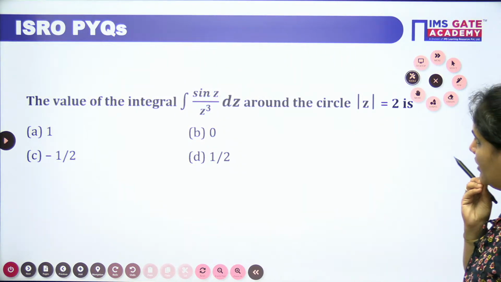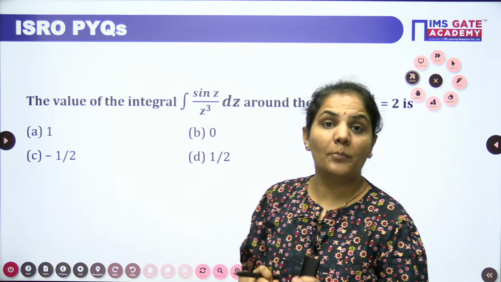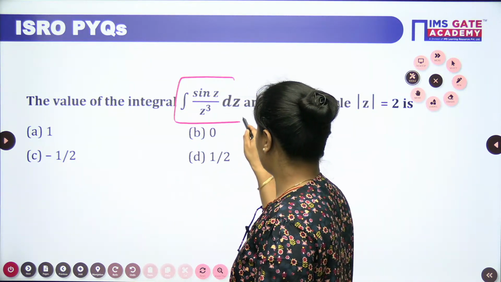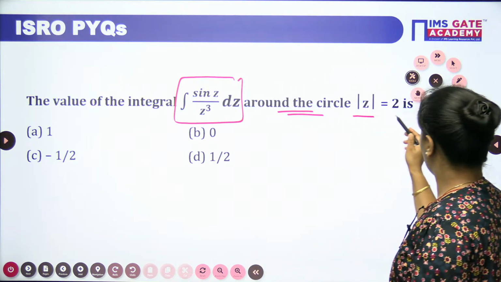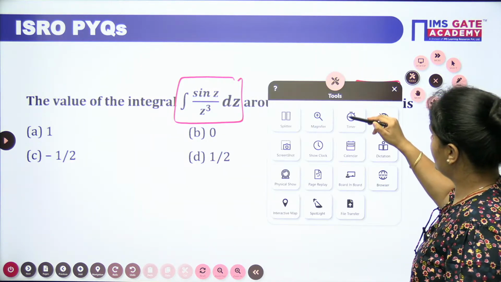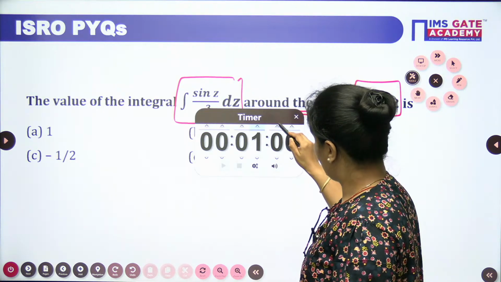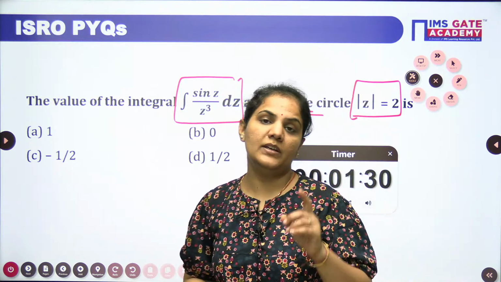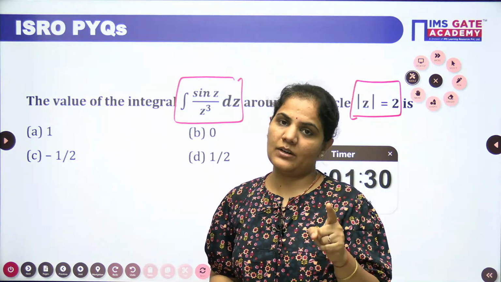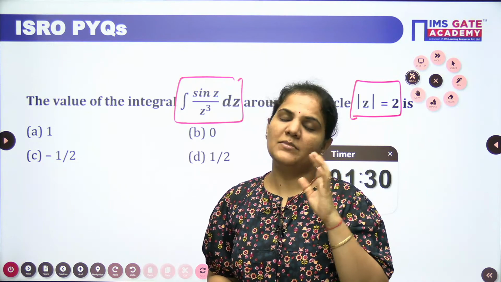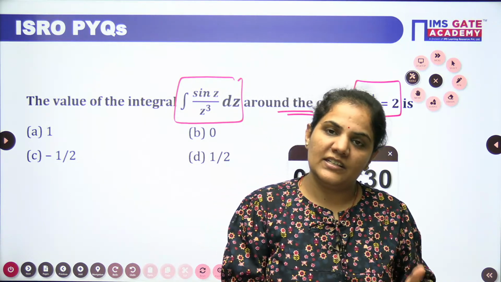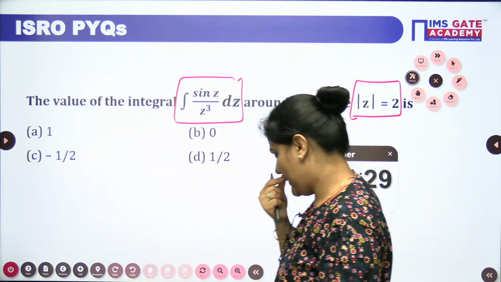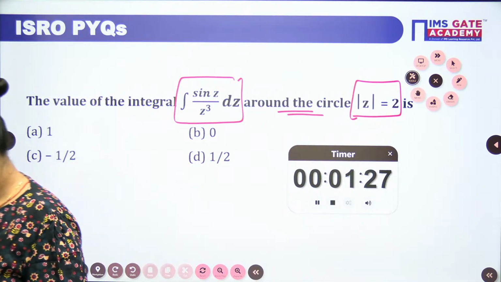Wow, very good question from complex integral. The question is the value of the integration of sin z by z cube dz around the circle mod z equals 2. This is the question of complex integration. Now it's totally your wish. You can solve the question either with the residue theorem or with Cauchy's integral theorem. It's totally your choice. Go for it, then I will tell you in detail.